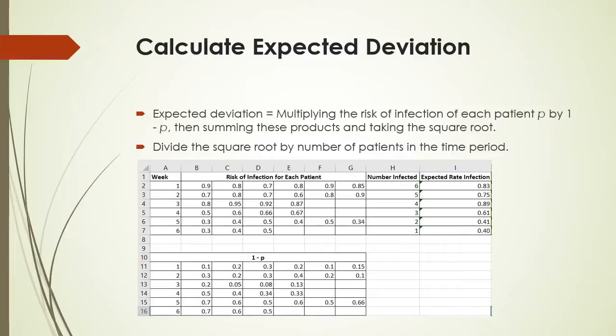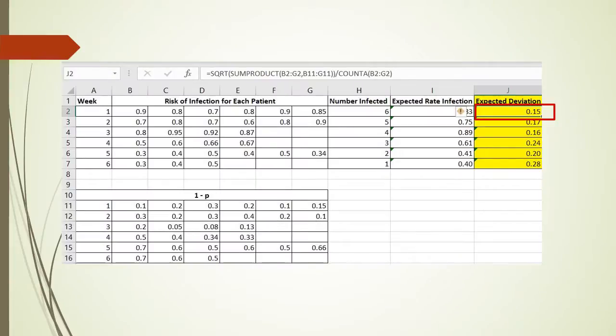Next, we calculate the expected deviations. The first step to find the expected deviations is to calculate 1 minus the risk of infection for each patient, which is denoted as P. Then we multiply these values by the risk of infection for each patient. We then sum these products and take the square root. Finally, divide the square root by the number of patients in that time period.